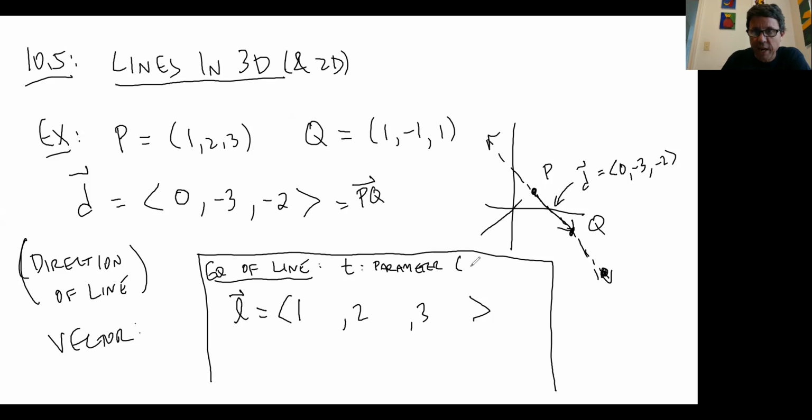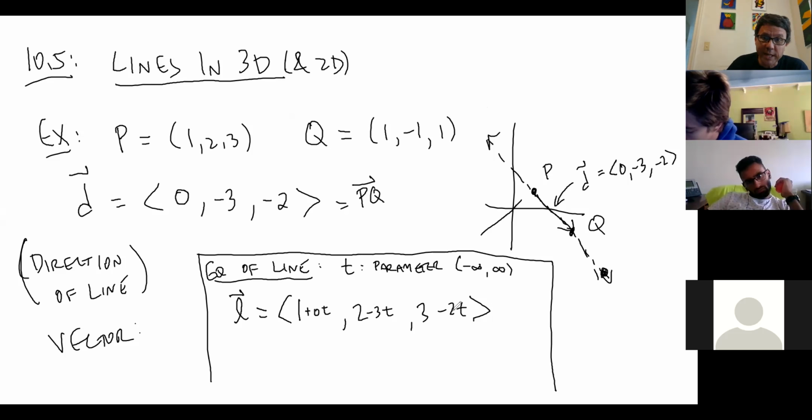And t is going to have a range from negative infinity to infinity. And if I let every copy of D be added on to P, I'll hit every single point. So I will have 0t, just for emphasis, negative 3 copies of t, and negative 2 copies of t in the z direction. And that's the equation of the line in vector format.